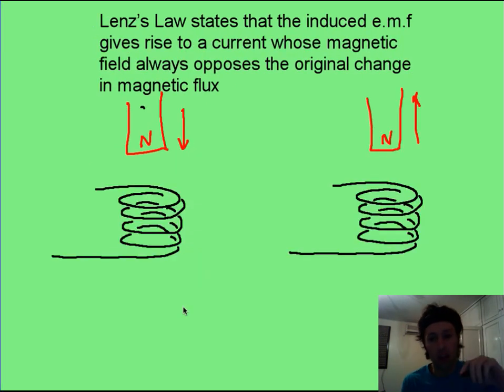Now, Lenz's law. This is a little bit trickier to understand and involves some weird right-hand stuff. But basically what Lenz's law says is this that you see here in writing, and also that magnetic coils are kind of like old people, and they hate change. And so, let's say the change we're concerned about is magnetic flux change.